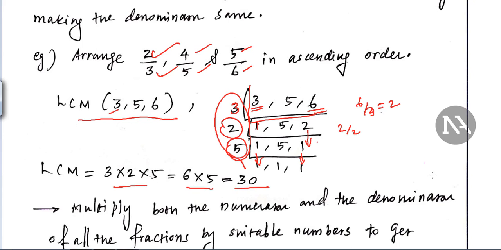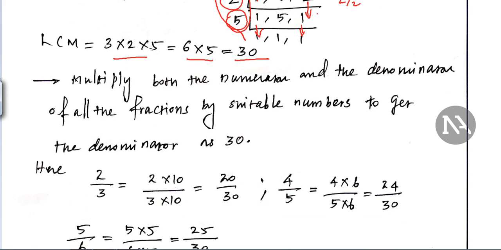Now, what do I have to do next? I have to convert the given fractions into like fractions, that is, all the fractions are going to have a common denominator. That's why I took the LCM. The denominator has to become 30. Convert all the denominators into 30. Which number do I have to multiply to convert this denominator to 30? In this case, I have to multiply by 10. 3 into 10 gives 30.